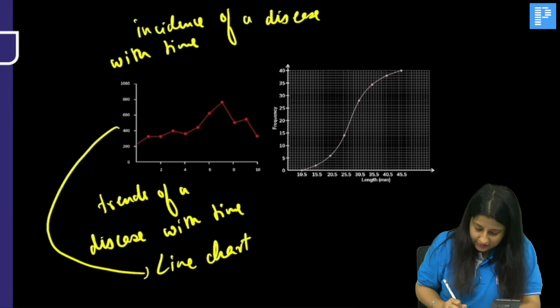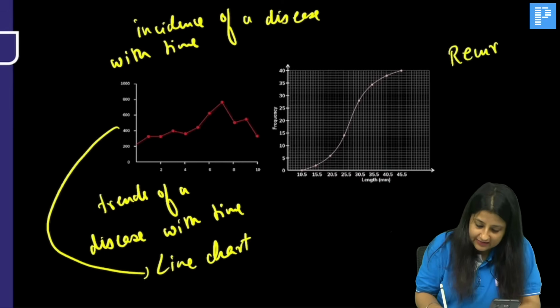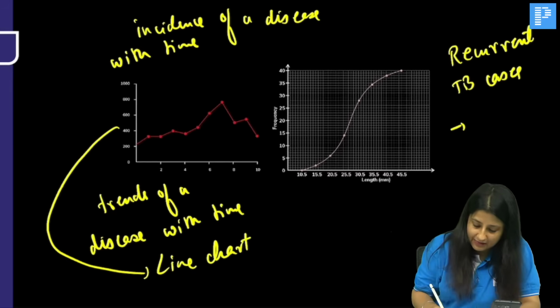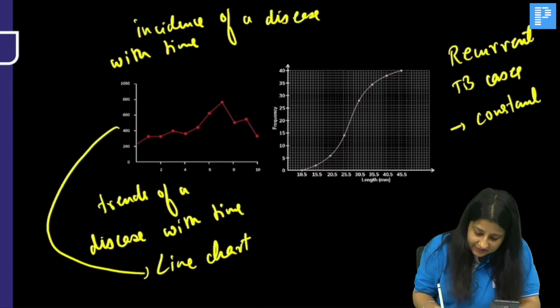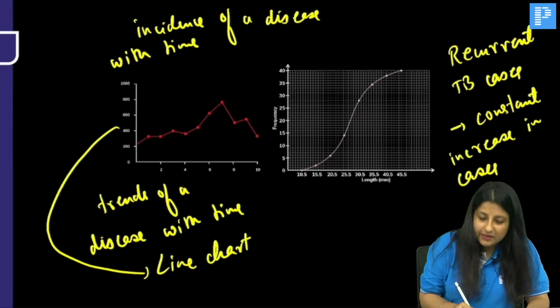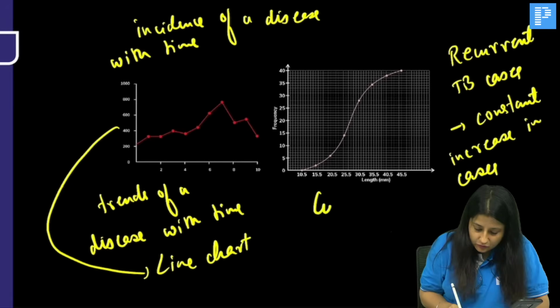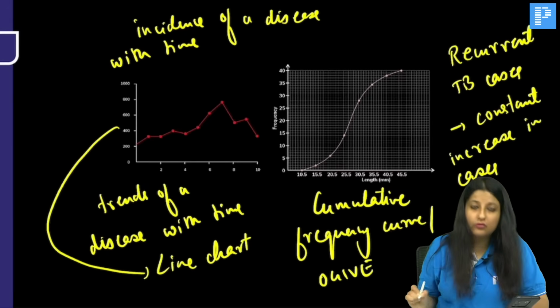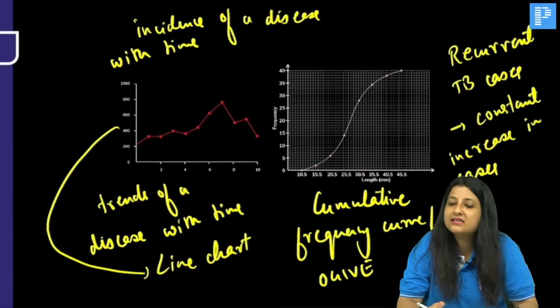But exam में question आया, recurrent TB cases. If I want to use a graph for recurrent TB cases, or they write a statement like constant increase in the number of cases of a disease. So, what is it? Like there's no dip. ठीक है, इसमें in line chart you can see a dip, but over here there's no dip. What is it, guys? This is a cumulative frequency curve, or I could also call it an ogive. Constant increase in cases. There's absolutely no dip.